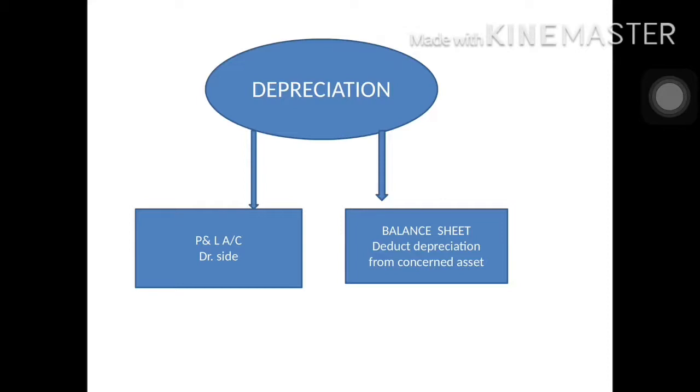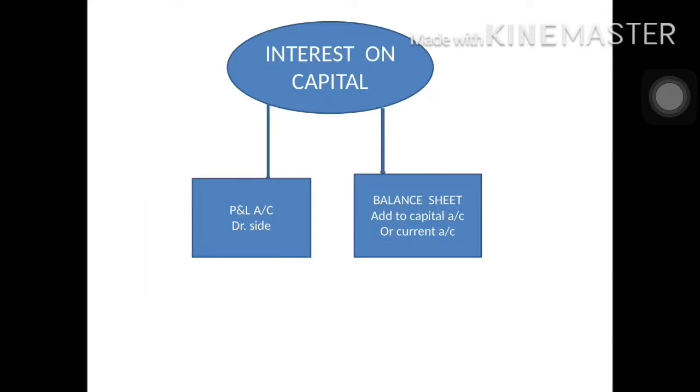Okay. Next is interest on capital. All of you know what is capital, what is interest on capital. Interest on capital is an expense to the partnership firm. So, expense to the partnership firm, that's why it will go to profit and loss account debit side. And in the capital account, you write on the credit side by interest on capital. So you have to add it to the capital account or current account in the balance sheet.